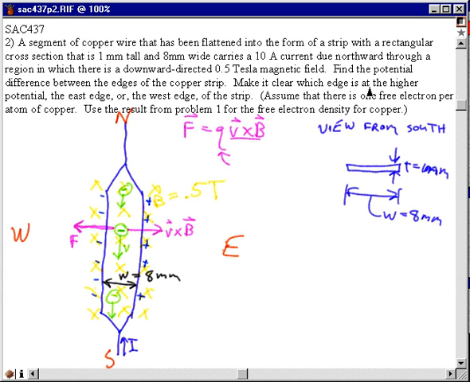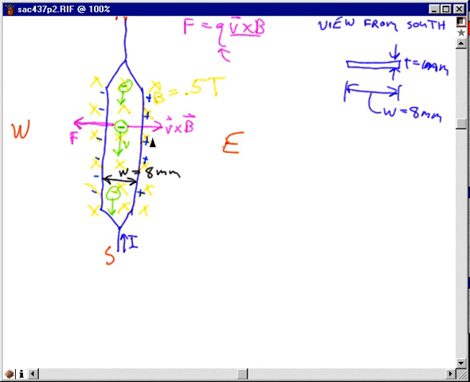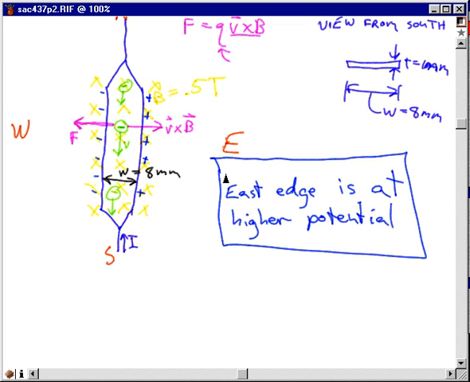So find the potential difference, make it clear which edge is at the higher potential. The east edge is at the higher potential because we've got positive charge built up there. So east edge, and that's part of our answer. So put a box around that.